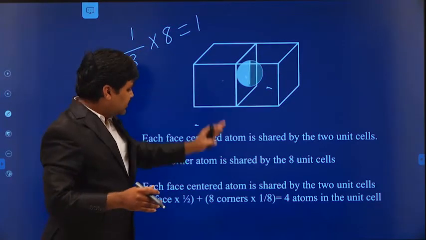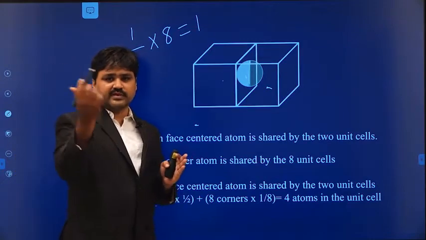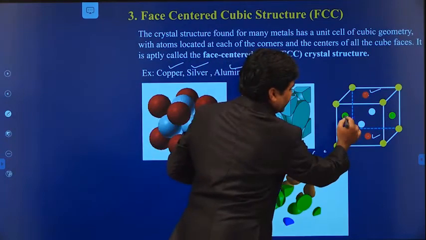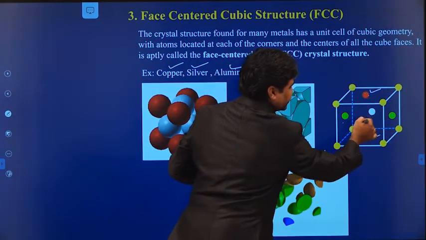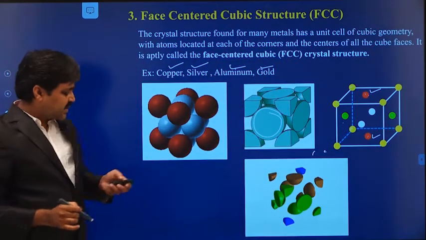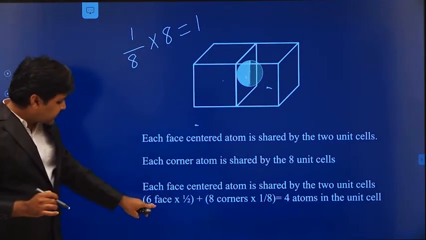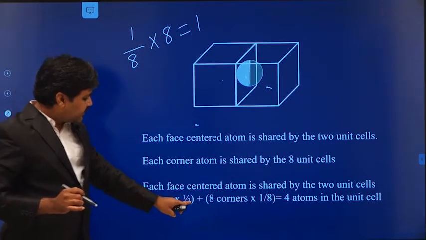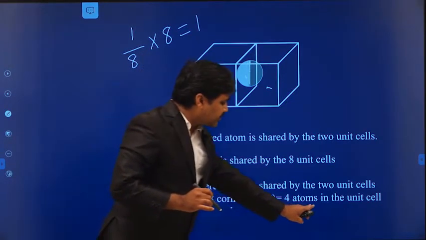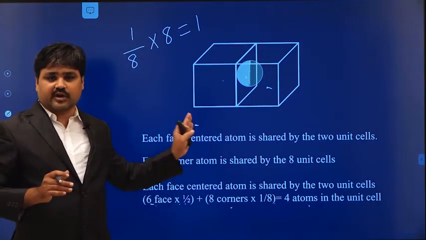Since there are six faces, the four side faces, a top face and a bottom face, and the contribution from each face atom is only half, so 6 faces into half of an atom is equal to 3 atoms, and from the 8 corners we have only 1 atom. So totally that is equal to 4 atoms in the unit cell. So in case of face-centered cubic structure we have 4 atoms inside the unit cell.